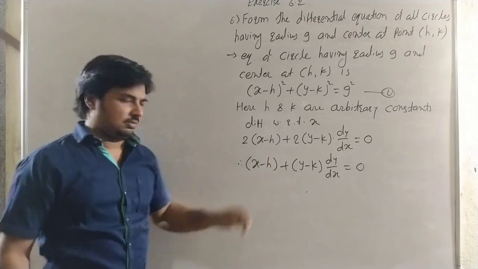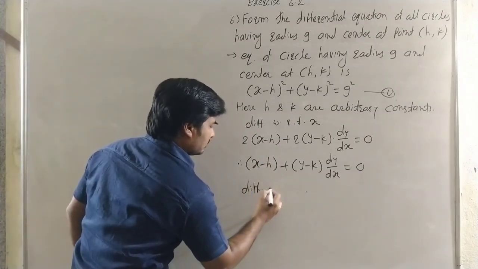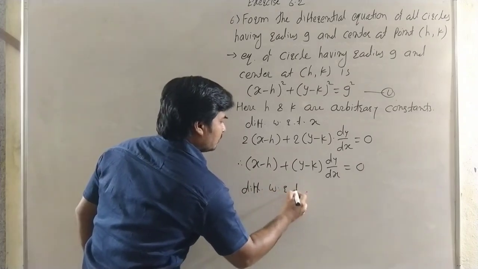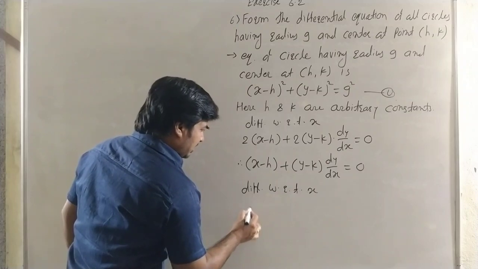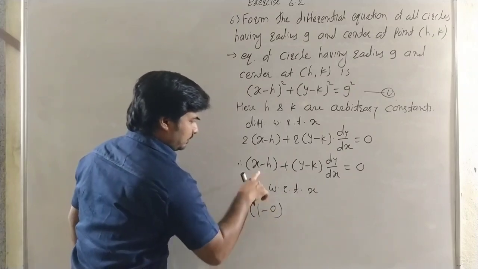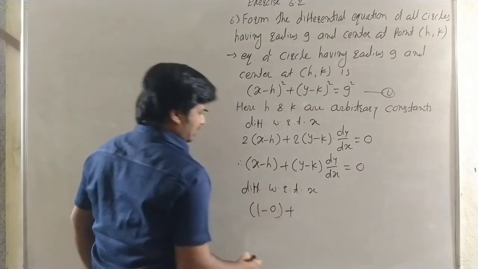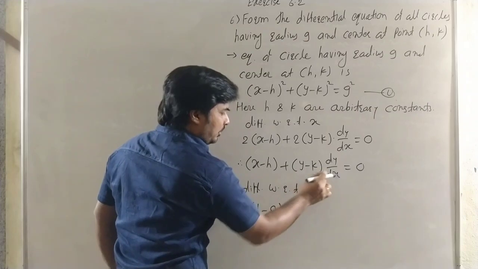Now again differentiate with respect to x. Derivative of x minus h, derivative of x is 1 and it is a 0. Okay, plus y minus k into dy by dx. Here we use the u into v rule.